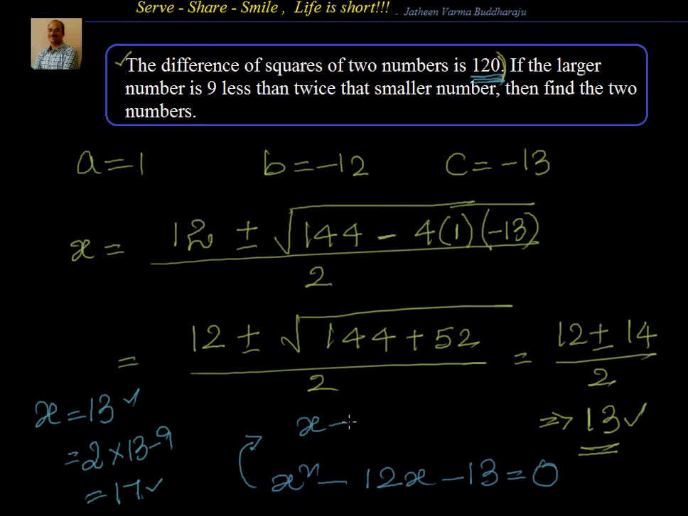This is pretty simple. (x minus 13) into (x plus 1). x square minus 13x plus x minus 13. So x equal to 13 or minus 1. So the number is 13.